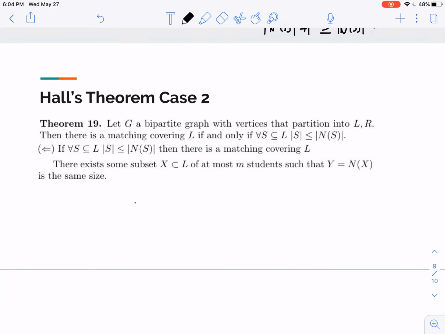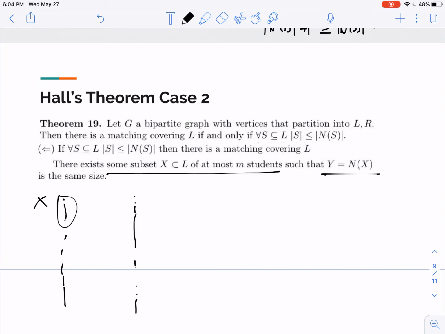So now let's do the second case. In the second case, we suppose there exists some subset of at most m students, we'll call it X, such that they prefer exactly Y tutors. And I think it's helpful to draw it out here. So let's draw out the students, the teachers, right?